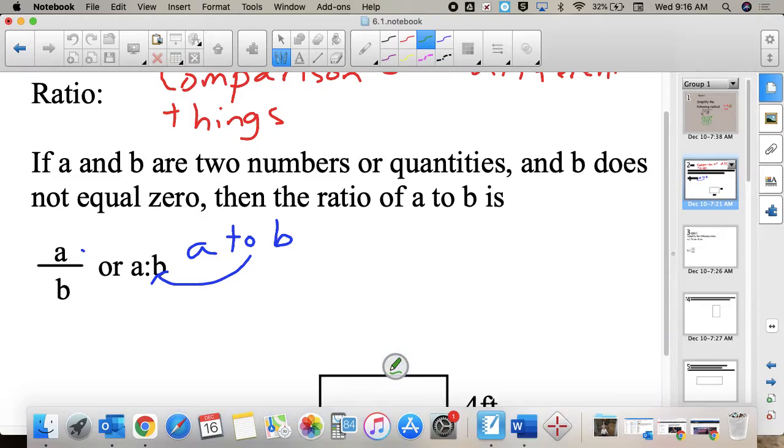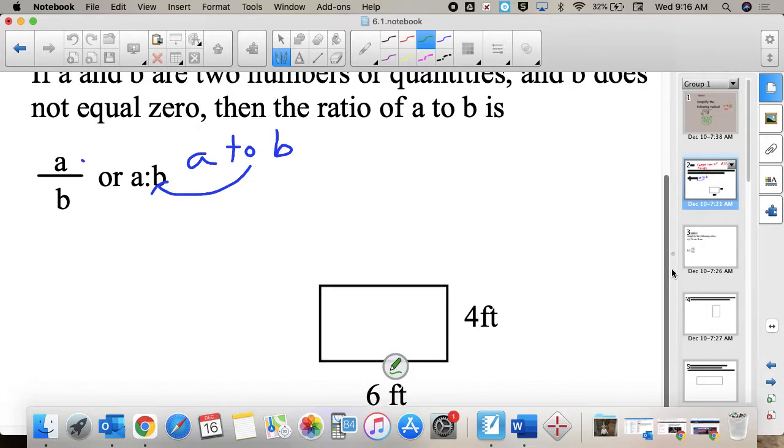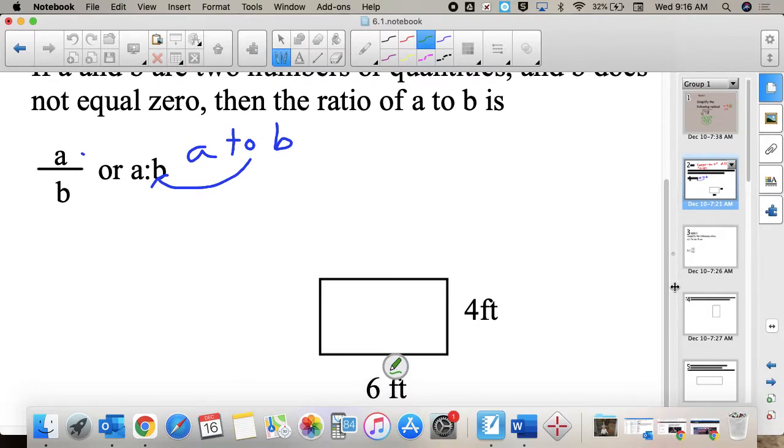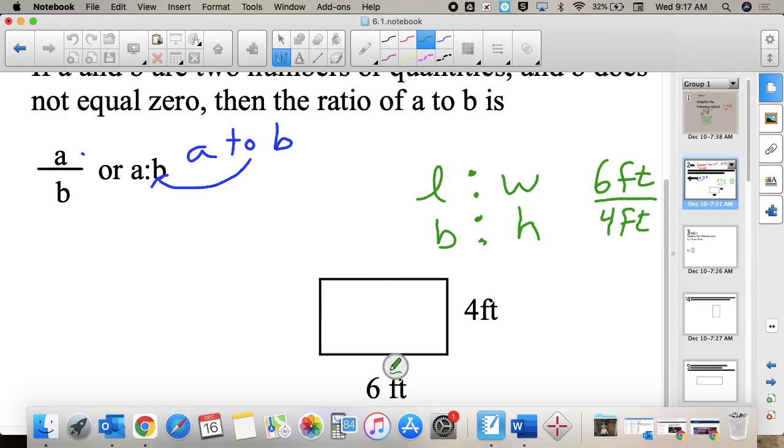So for example, we can take a look at a rectangle, and we can compare the length to the width. Or some people may want to term it the base to the height. Or if you wanted to write it as a fraction, we could be looking at 6 feet over 4 feet. Or 6 feet to 4 feet, depending on which way you want to write it.